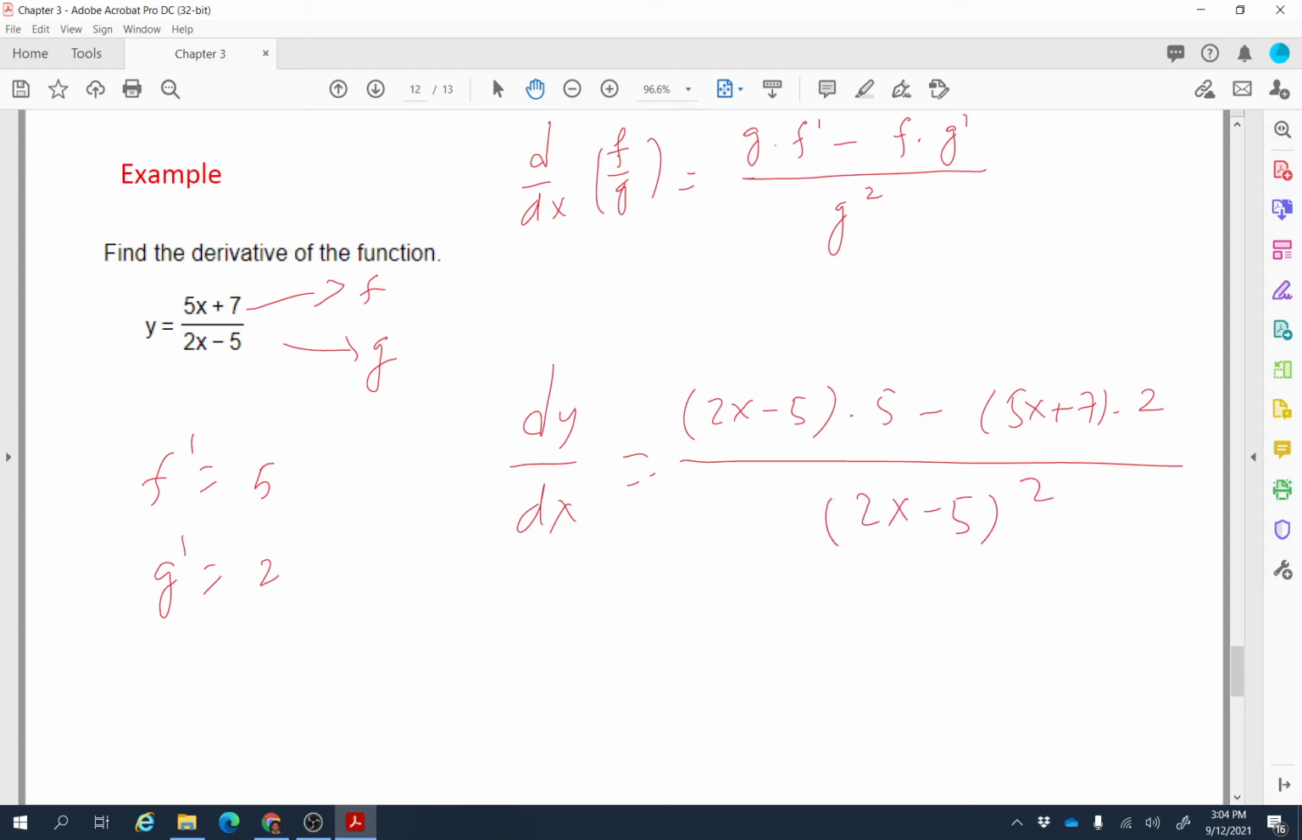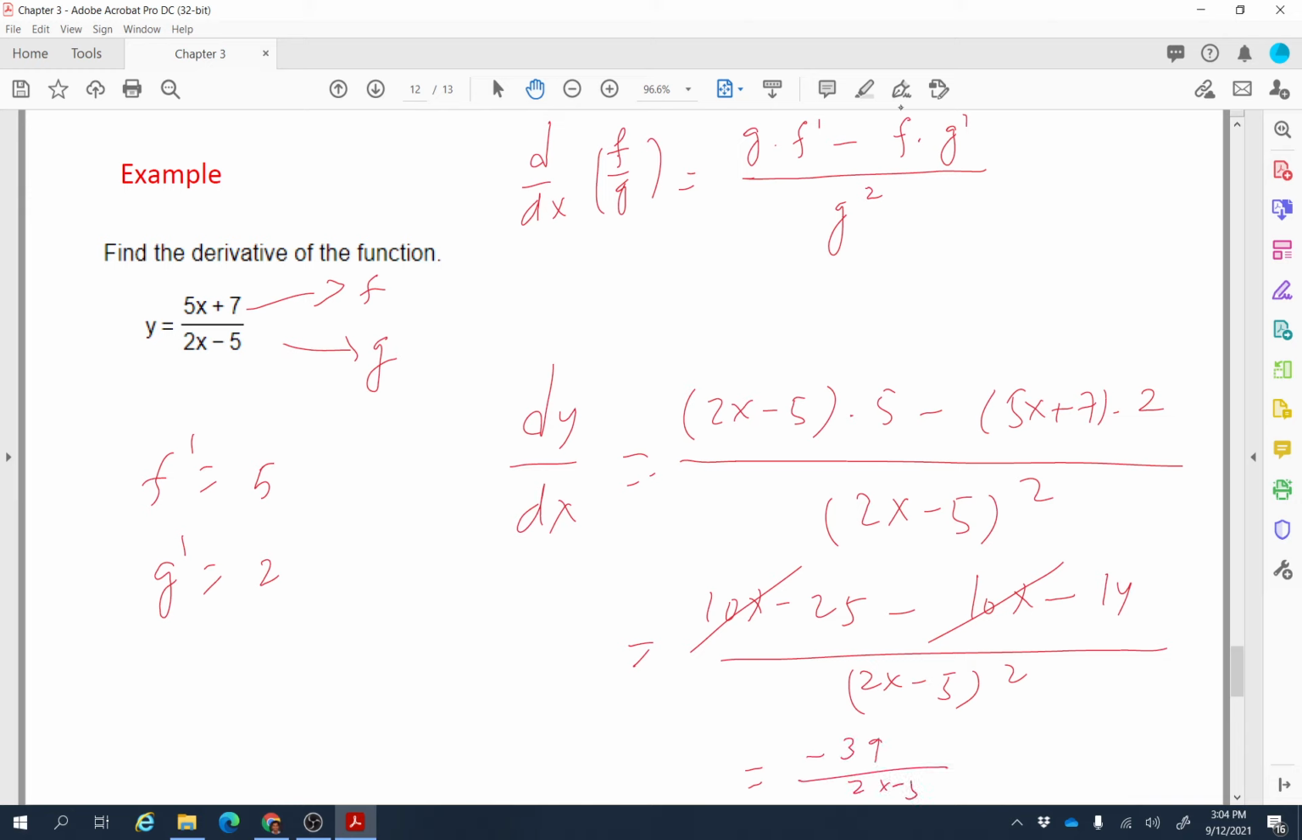Now simplify if it's possible on the top. 2x times 5 is 10x minus 25 minus 10x, negative times positive is negative 14, over 2x minus 5 squared. So on the top, this negative 10x and this positive 10x cancel out. Negative 25 minus 14 is negative 39 over 2x minus 5 whole squared. That's the derivative of this y. This is the final answer.